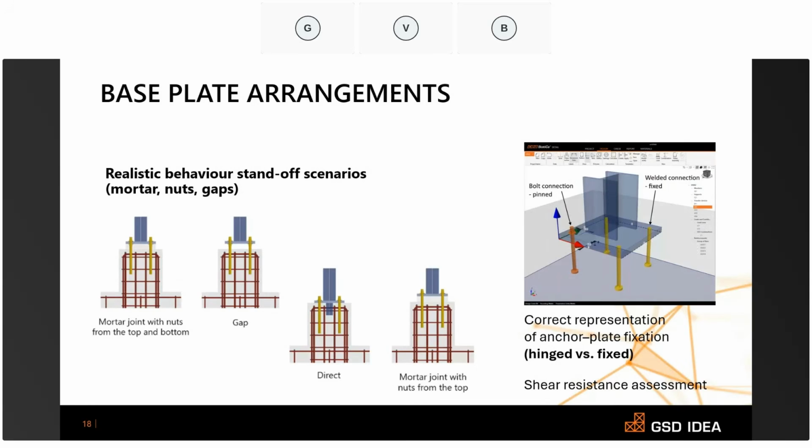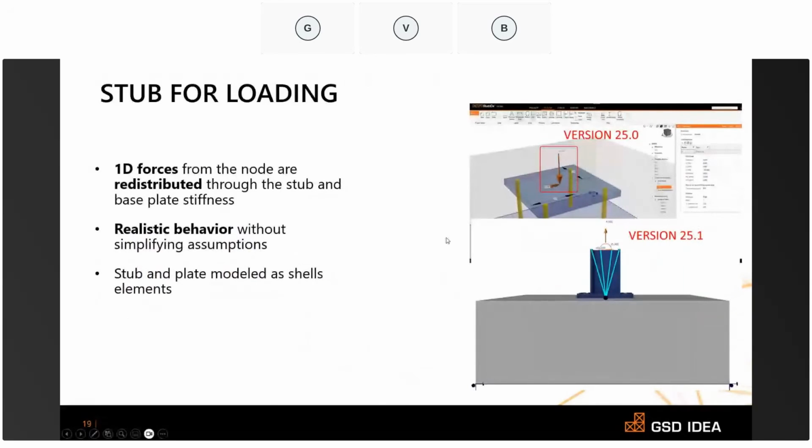Now, the next big improvement would be the introduction of stub for loading. In version 25.1, 3D detail introduces a new stub element, which is basically a short column segment that takes the full set of six degrees of freedom, that is axial, shear, bending, torsion, all applied at a single point. Now it takes all the forces and moments coming from the node and then redistributes them naturally as in an actual realistic flow, that is through the stub to the base plate, into the anchors, and to the concrete.